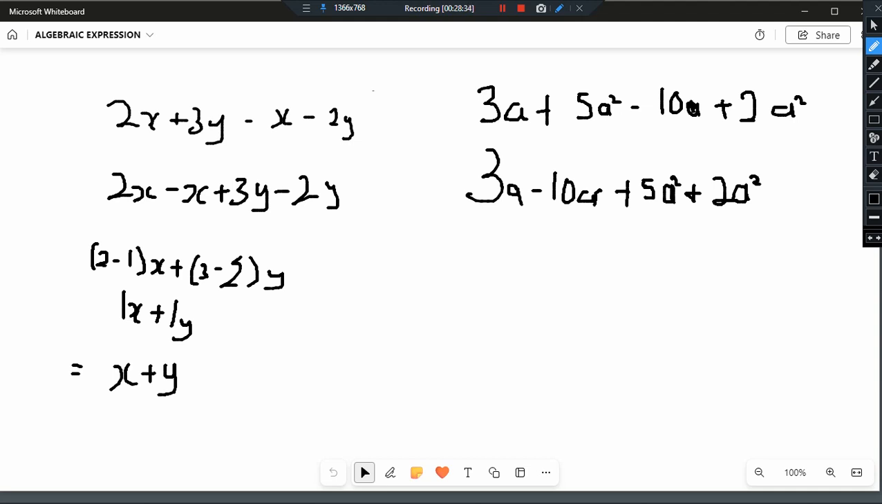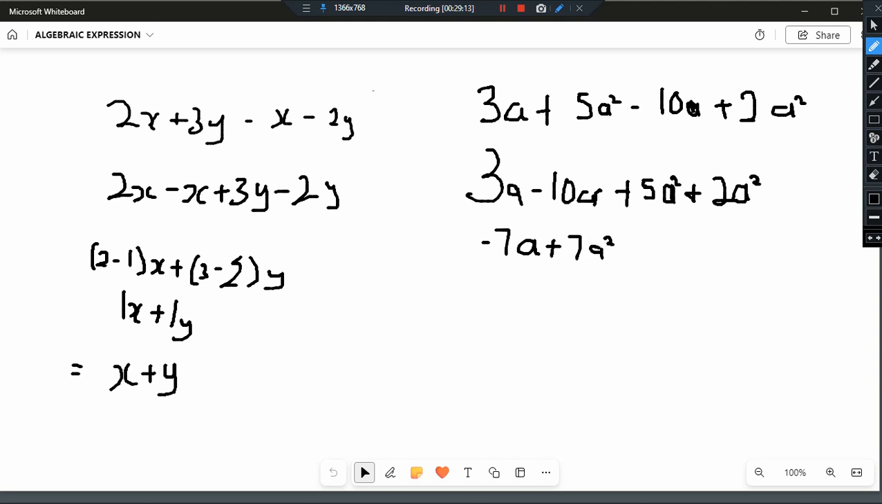So what is the coefficient over here? 3 minus 10. What this means is that I have 3 cedis, but I'm owing an amount of 10 cedis. So even if I pay the 3 cedis, I will still owe an amount of 7 cedis. So anytime you owe, the sign is negative. So I will still have negative 7a. I have 5, I have 2. When I add them, plus 5 plus 2 will give me 7a squared.